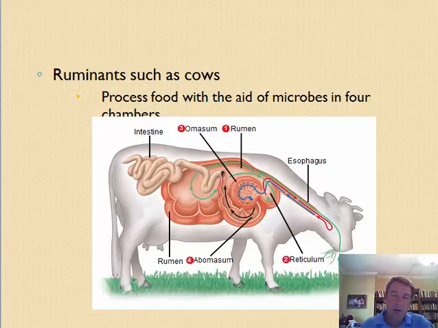Another way that herbivores take care of that is not just a longer system, but a different type of system. It's still a digestive system, but it has some unique and different compartments in it that we don't see in regular digestive tracts. And these animals are called ruminants. Cows, rabbits, things like that are animals that are ruminants. And the compartments are the omasum, rumen, abomasum, and reticulum.